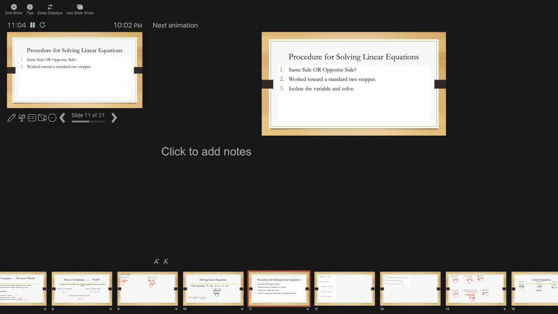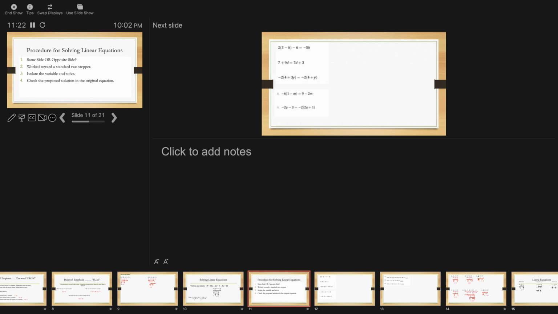Once you do same side, same operation, opposite side, opposite operation, then you want to work toward a standard two-stepper, doing inverse and opposites. Then you want to isolate the variable and solve. That's how you solve a standard two-stepper, like 2x plus 1 equals 7. Subtract 1 from both sides, then divide by 2. And then, if asked, you can check the proposed solution.